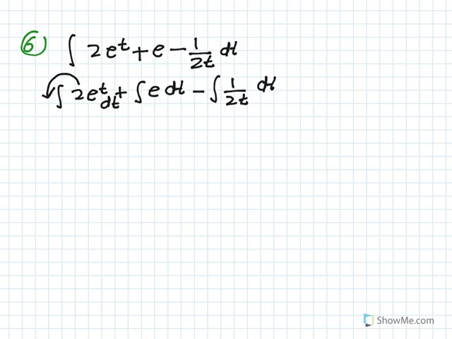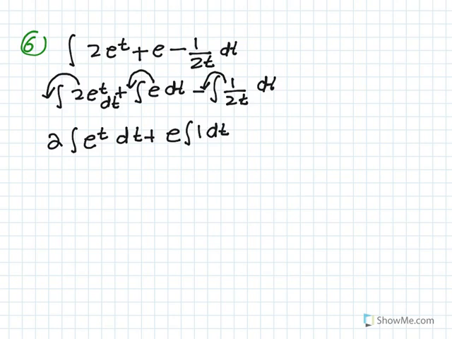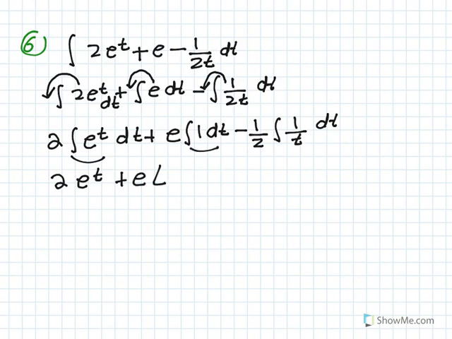Constants pass through the integral. So the e passes through, the 1/2 passes through as well. So we get 2 times the integral of e to the t dt plus e times the integral of 1 dt minus 1/2 times the integral of 1 over t dt. And the integral of e to the t is just itself, e to the t. Integral of 1 is just t, and antiderivative of 1 over t is log absolute value of t plus c.